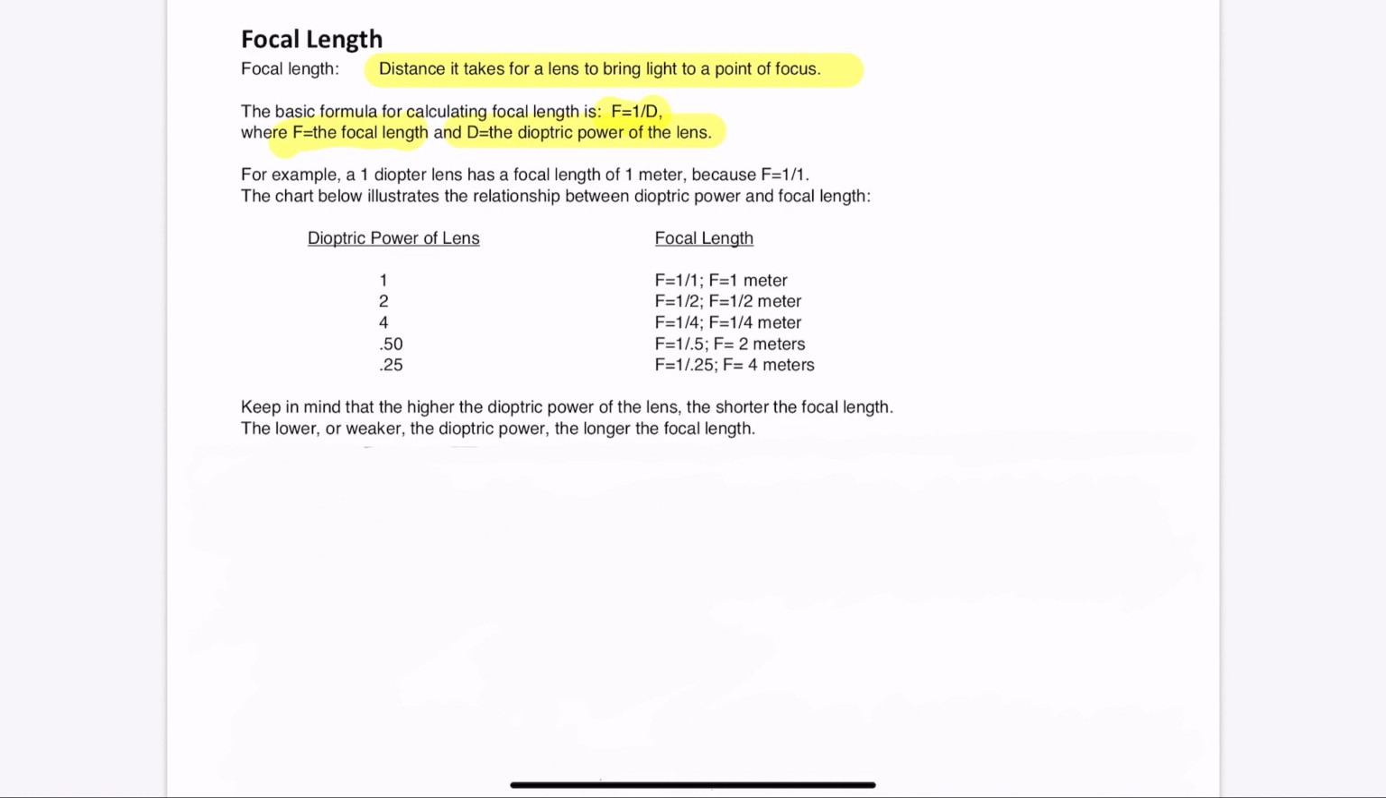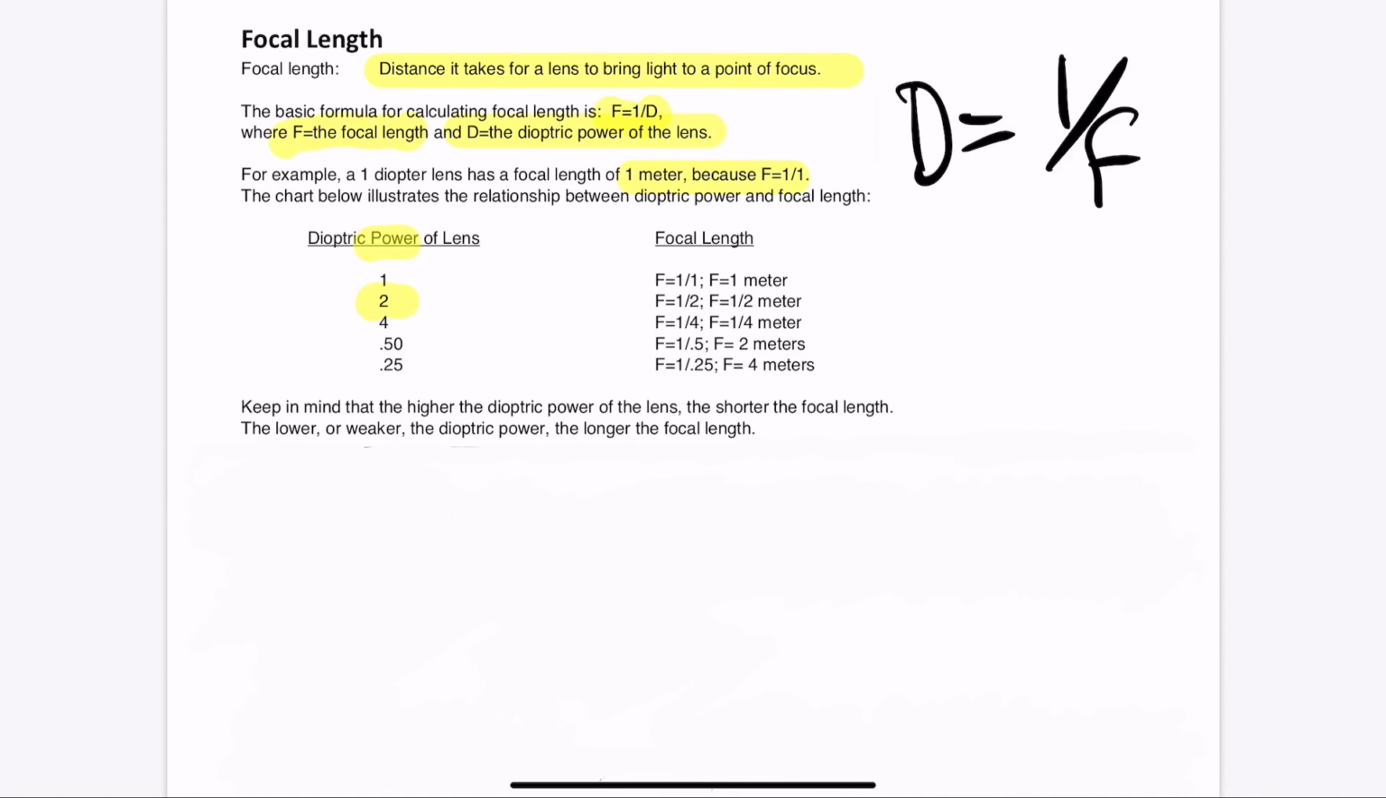What you're also going to learn, because this could be asked a number of ways on the ABO exam, is that focal length and diopter have an inverse relationship, meaning that additionally, dioptric power equals 1 over the focal length. So, for example, a 1 diopter lens has a focal length of 1 meter because F equals 1 over 1. So we look at a few more of these.